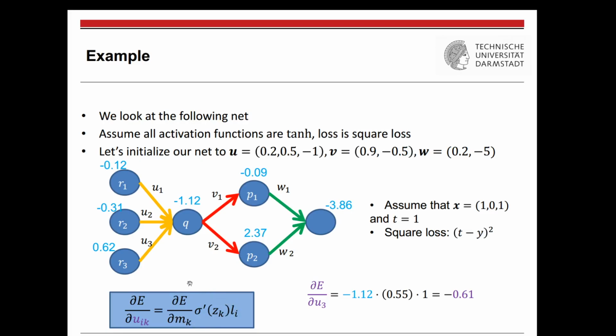For example, if we want to calculate the derivative of the loss function with respect to u3, so u3 is here, then we would consider dmk, that is that value up here because it's the next layer. So this is minus 0.12 times sigma prime of zk, and if we plug in zk, which has some number, we get 0.55 times li, which would be this third number here, because that's number 3. So u3 connects the third input with the next hidden layer. In total, if all these calculations are indeed correct, the value would be minus 0.61.